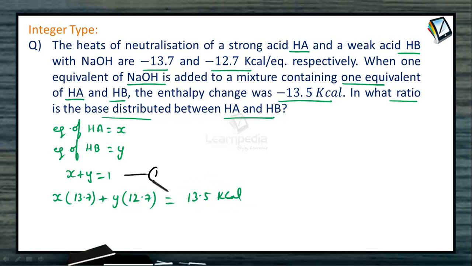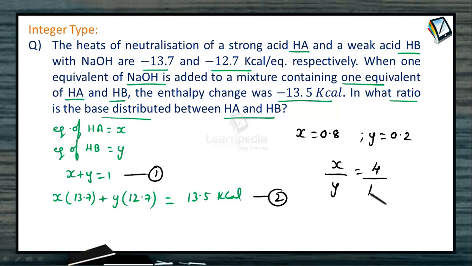So if we take this one as equation 1 and this one as equation 2, when we solve this, we get X value as equal to 0.8 and Y value as equal to 0.2. Therefore, X by Y is equal to 4 upon 1. The sodium hydroxide is distributed among the strong acid and weak acid in the ratio of 4:1. So our answer is 4.